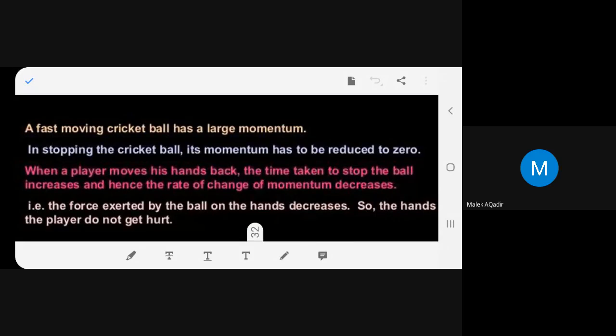Do you understand what I said just now? Yes, ma'am. All of you? So, I am giving it more time so that the speed of the ball decreases.